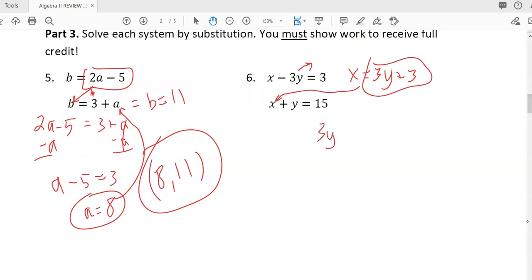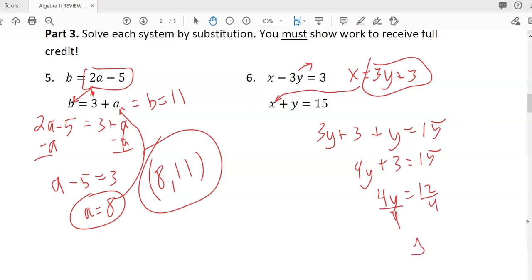So we'd have 3y plus 3 plus y equals 15. So we have 4y plus 3 equals 15. 4y equals 12. y equals 3.